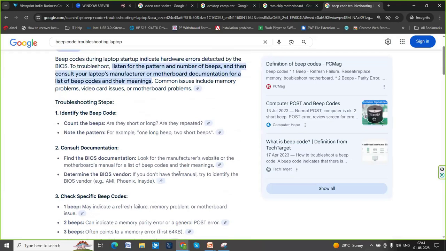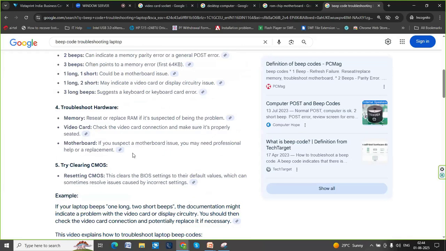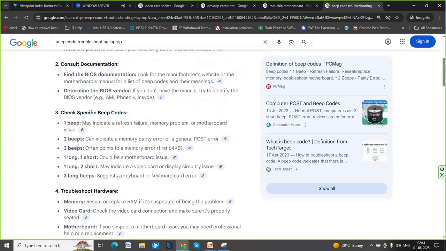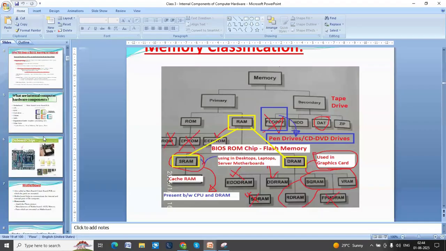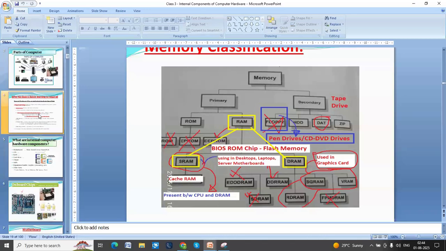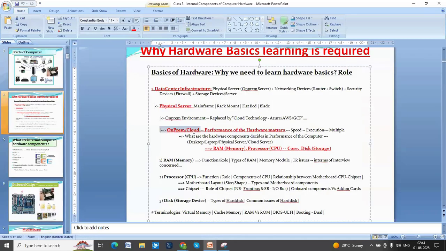In the interview, they will not ask what 1 beep, 2 beep, 3 beep mean in order. They will ask commonly about the major ones. As I told you in one of the sessions, whichever hardware performance factors are considered: RAM, CPU, disk storage. They will ask questions only related to this.